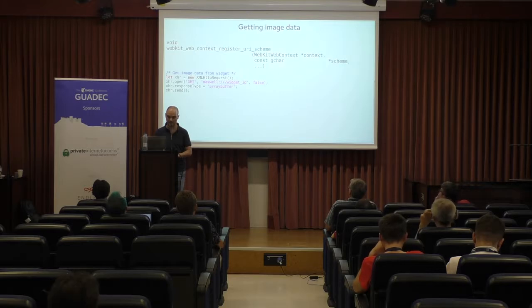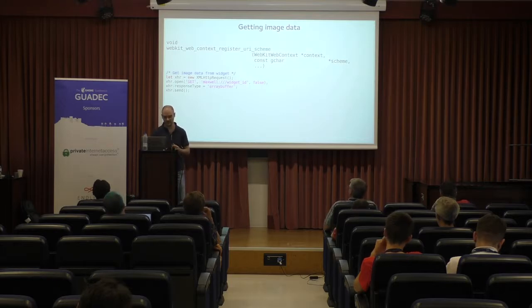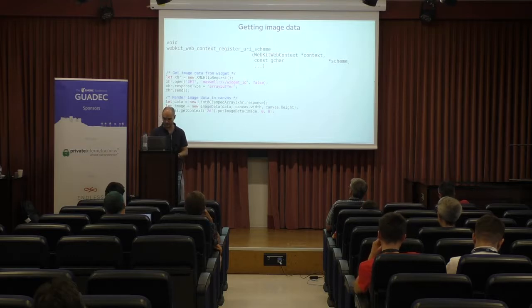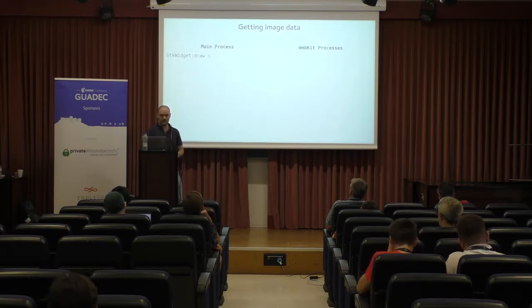So from the JavaScript side, all you have to do is create a new request with the widget ID that you want to get the data from. One very important thing is to set the type to array buffer, so there's no weird conversion between JavaScript arrays and binary format. And once you get that data back, all you have to do is wrap that data into an array, and then you can use the regular Canvas API to actually draw the image.